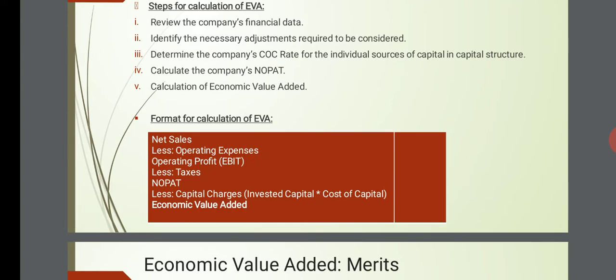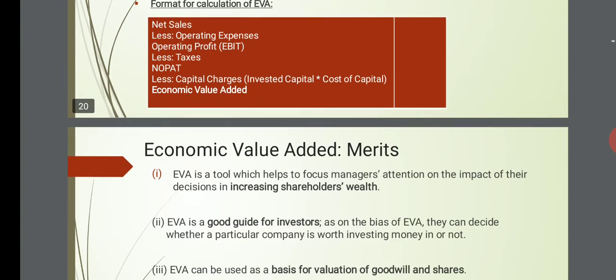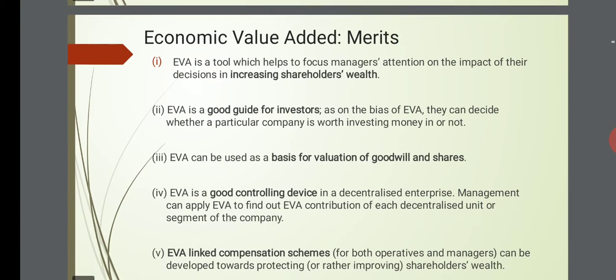The formula for the format used is net sales less operating expenses. You come up with EBIT, then EBIT minus taxes gives NOPAT, less capital charges, that is invested capital into cost of capital. You get economic value added. What are the merits of economic value added?